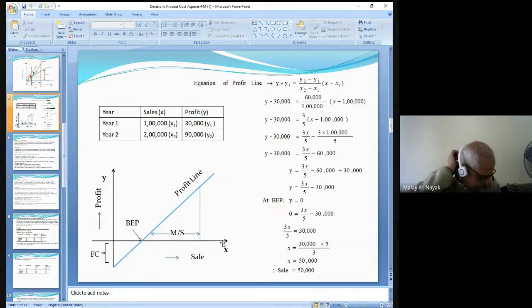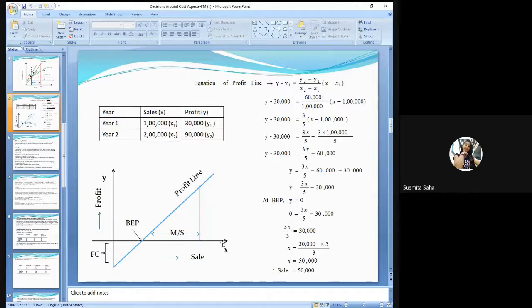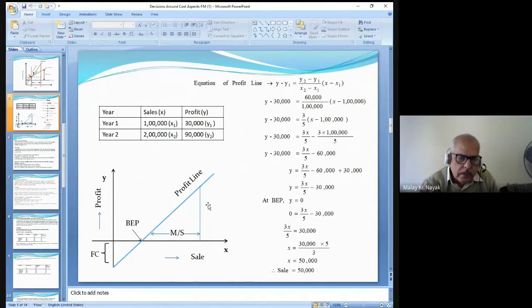Do you get the point? Sushmita, you draw the x-axis and y-axis, and then you draw the profit line. The profit line would not start from the 0 point, but from a point below the 0 point. It starts from there, then you go up. This is the profit line.